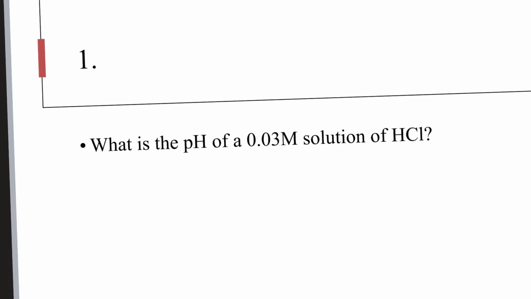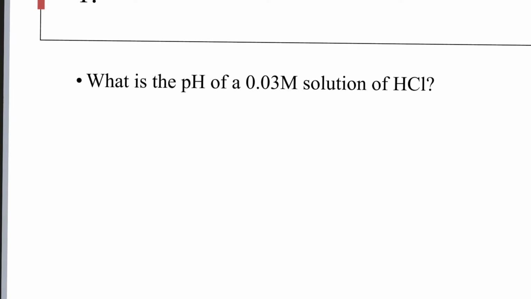So let's look at the very first question. It's asking you, okay, what is the pH of a 0.03 molar solution of HCl? All right, so here with HCl, what kind of works out is if you write the dissociation of the acid. So we know HCl is a strong acid, so it's going to dissociate completely, all right. So it's going to create H plus and Cl minus, all right.